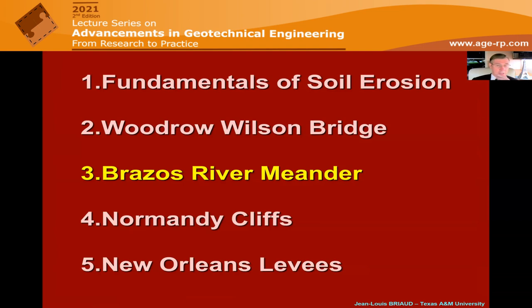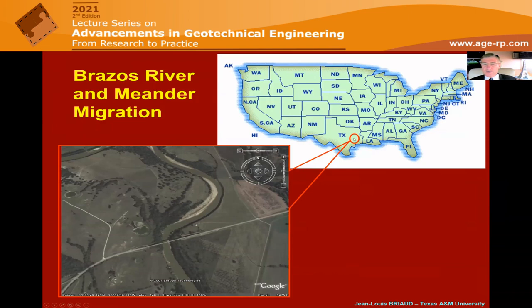So that's our first case history. The second one is a meander case history. So we're coming close to home. You see, this is where we are here in Texas, and that's basically where I live. This meander is only about 20 kilometers from where I live. This is the Brazos River. So it takes a meander right there.